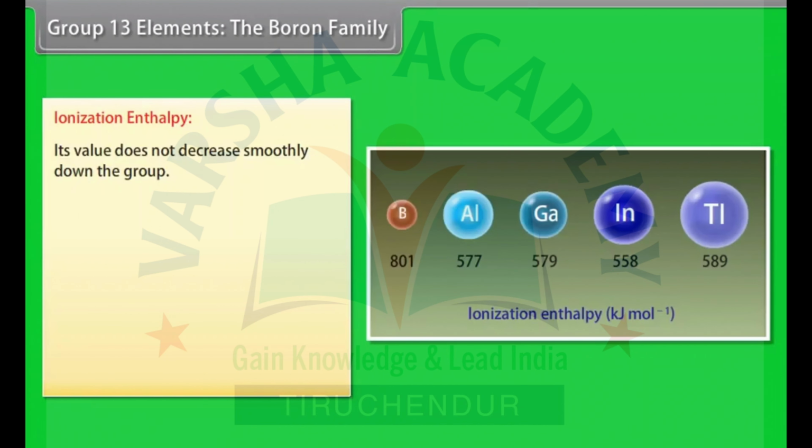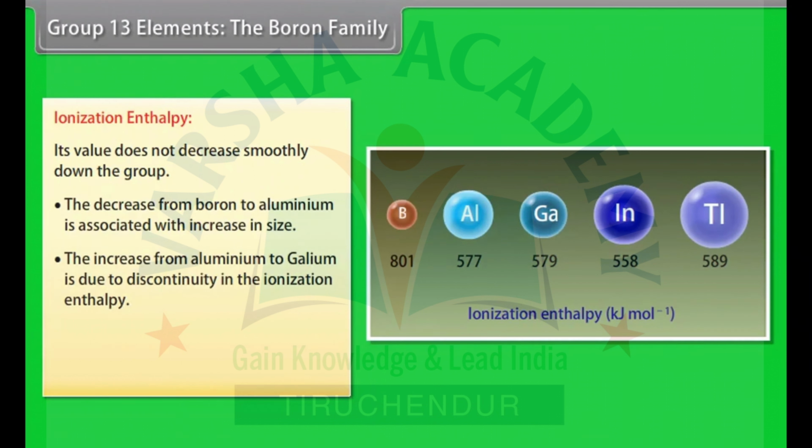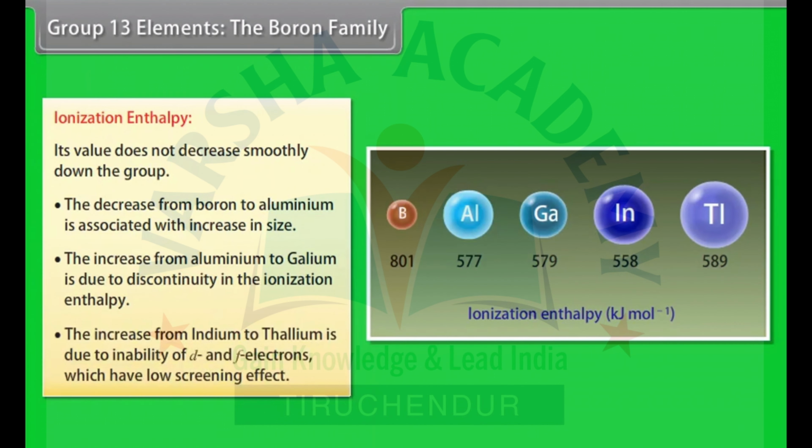Ionization enthalpy. Its value does not decrease smoothly down the group. The decrease from boron to aluminium is associated with increase in size. The increase from aluminium to gallium is due to discontinuity in the ionization enthalpy. The increase from indium to thallium is due to the inability of d and f electrons, which have low screening effect.